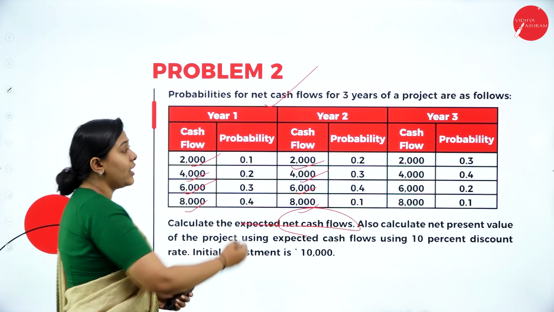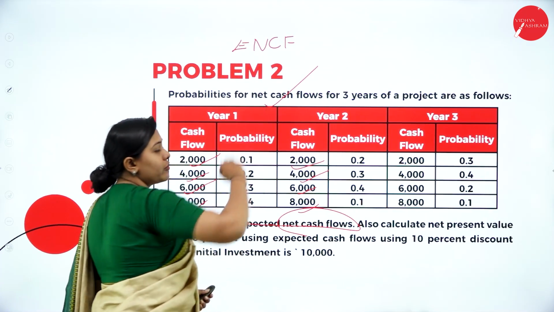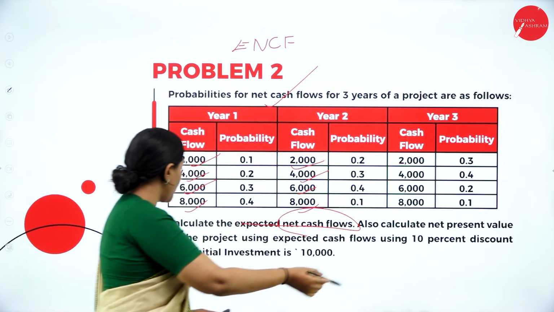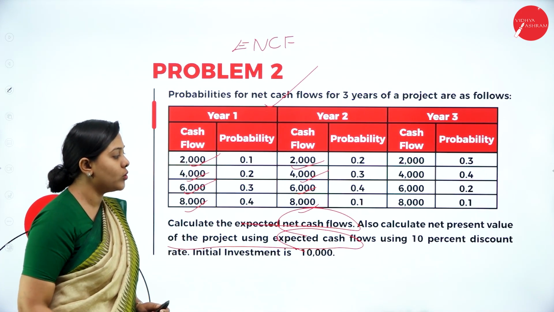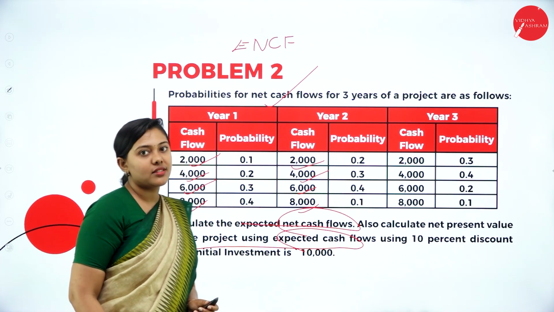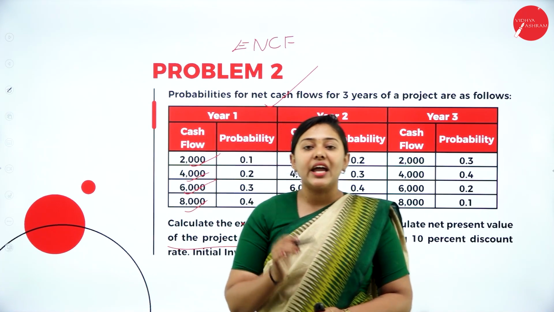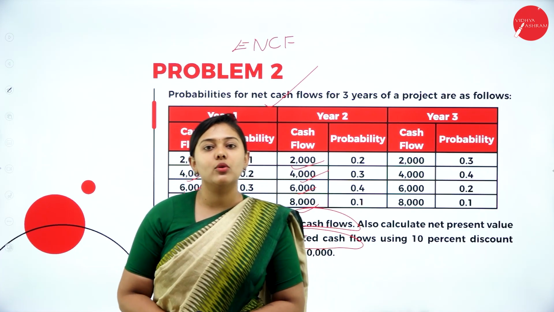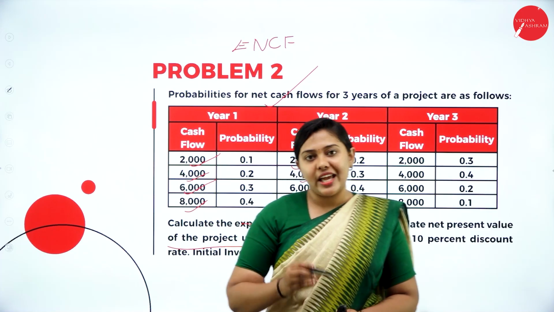First what you have to calculate? Expected net cash flows. First, you have to calculate the expected net cash flows. Also, calculate net present value of the project using expected cash flows using 10% discount rate. So, first they have asked to calculate what? They have asked to calculate the expected net cash flow. By using that, they have asked you to calculate the expected net present value when the discount rate is 10%.